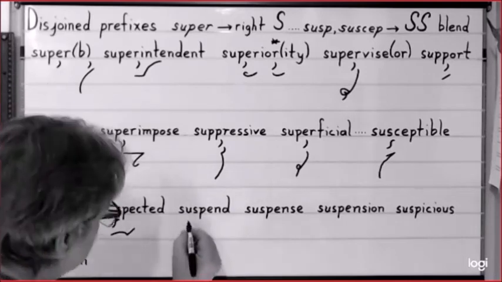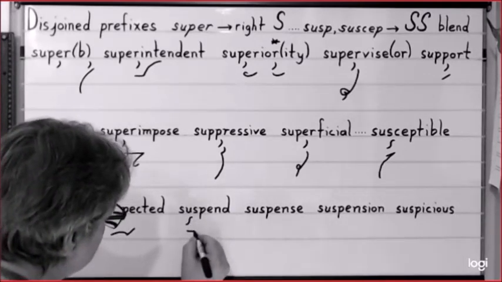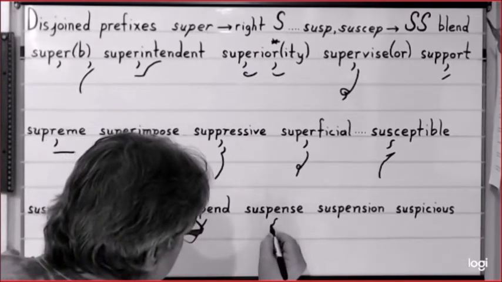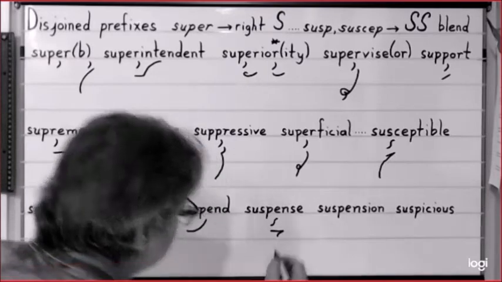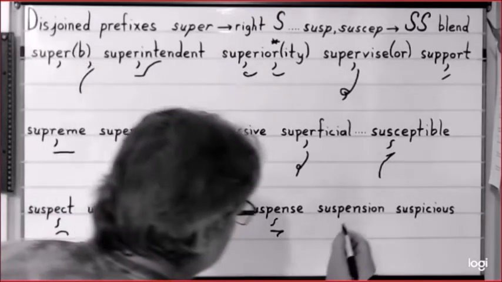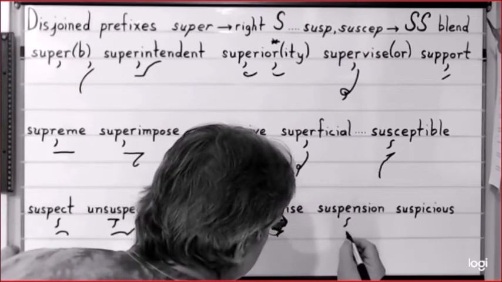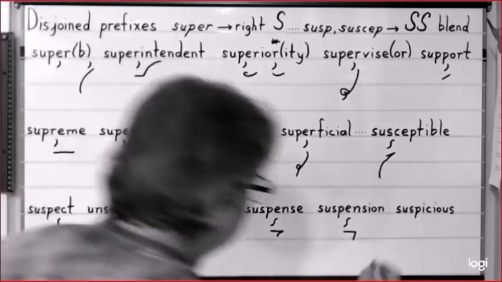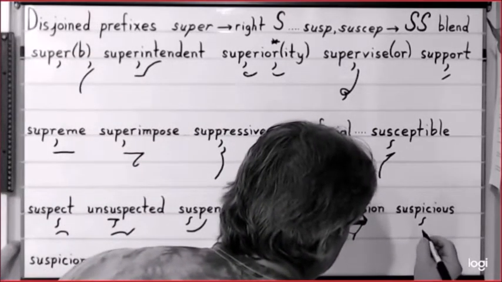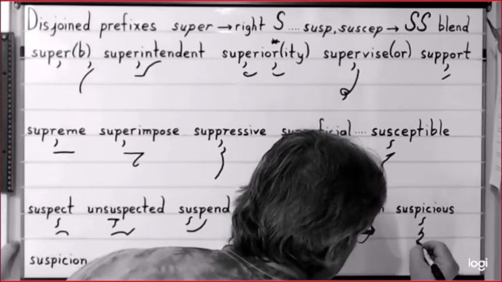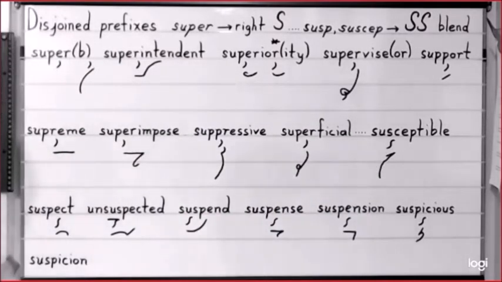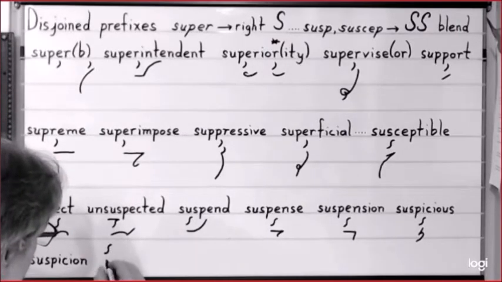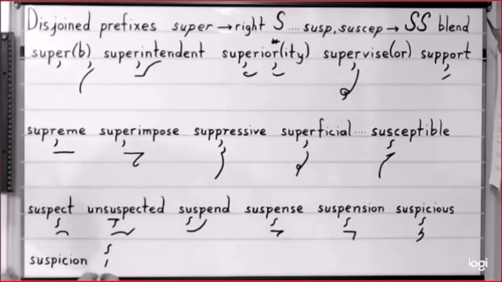For suspend, it's going to be the S blend, and then the N distro. For suspense, it is the S blend, N S. For suspension, it is the SS blend, and then the N and SH. For suspicious, it is the SS blend, and then the SH, U, S. And finally, for suspicion, it is simply the SS blend, and then the SH underneath for the shun.